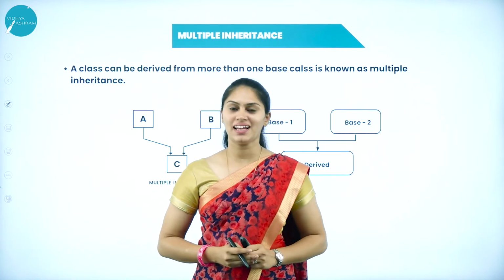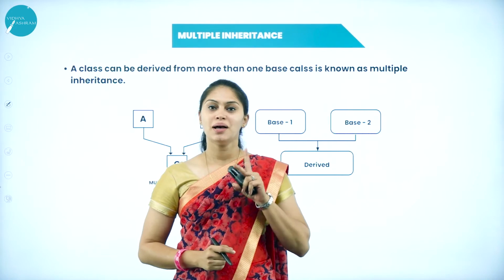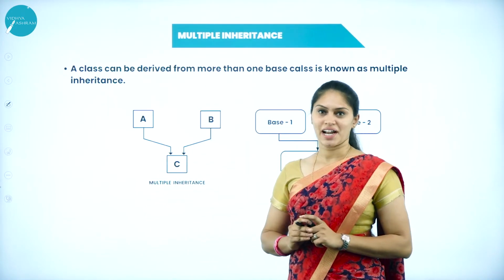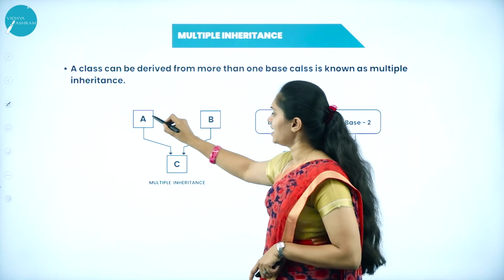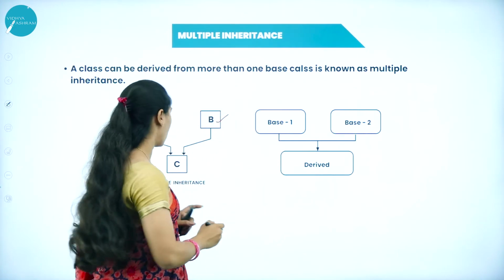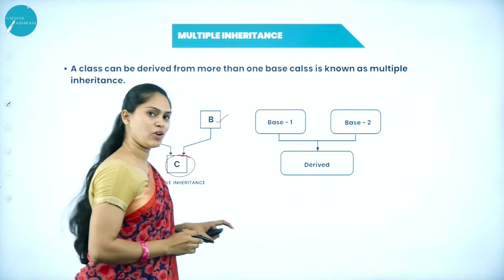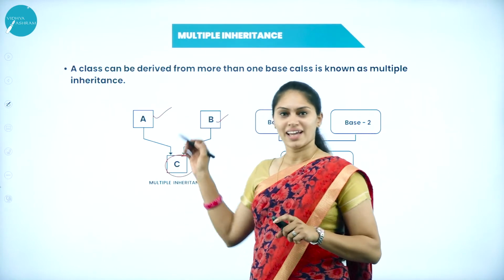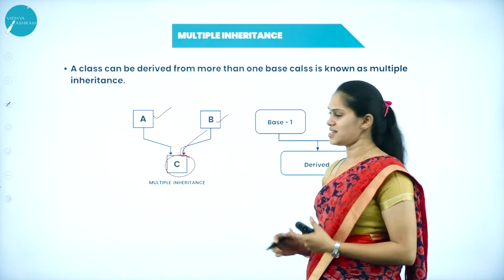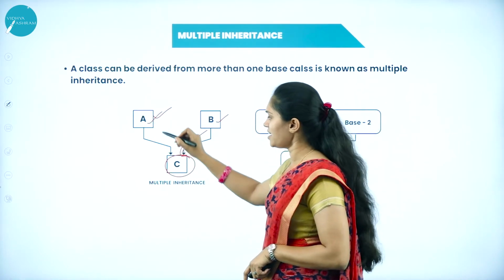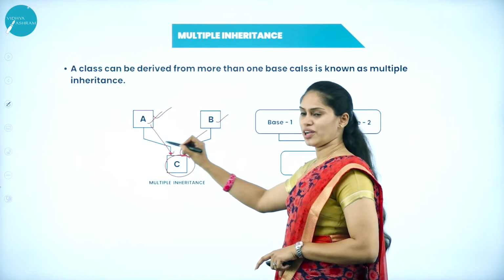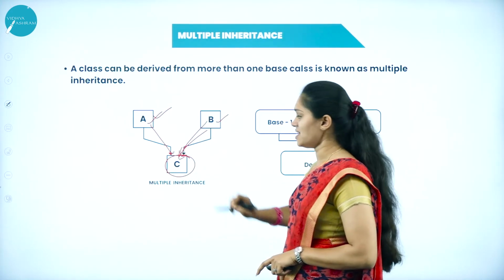That is multiple inheritance. As the name indicates, multiple in the sense there will be more than one base class, and only one derived class. If you see here, I have two base classes, A and B, and I have a derived class called C. So this C is going to have features from both A as well as B. Whatever characteristics or features reside in base class A will be copied to the derived class C, and this derived class C is going to have another feature from the base class B.